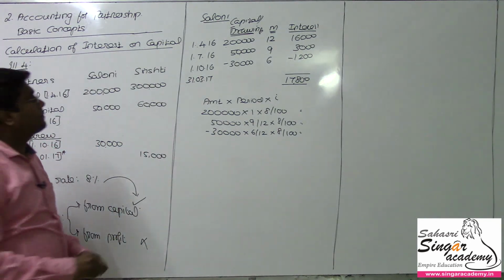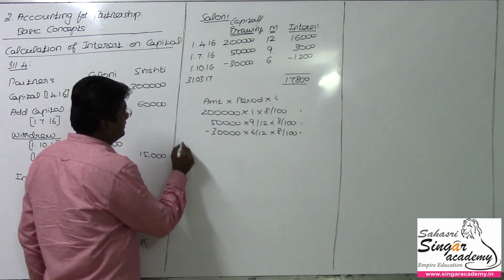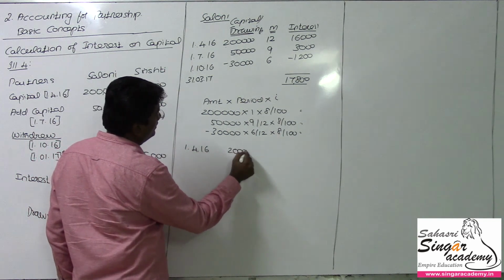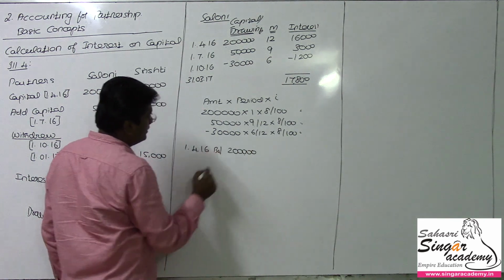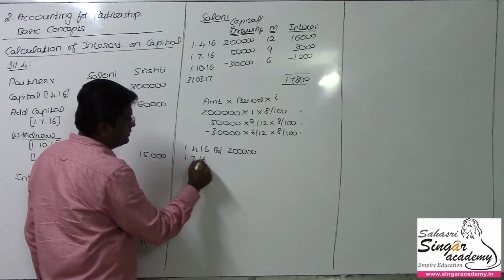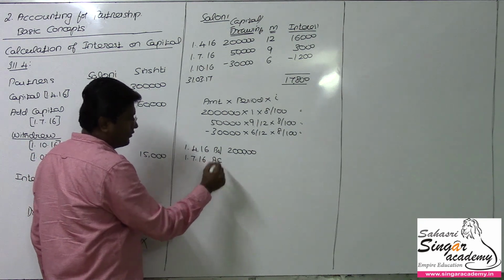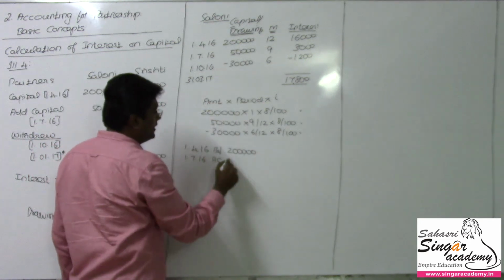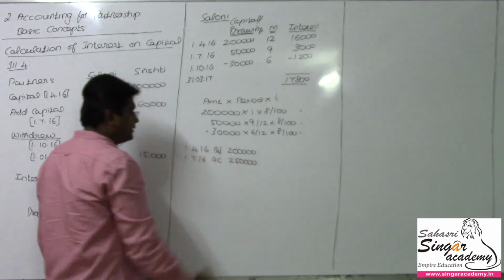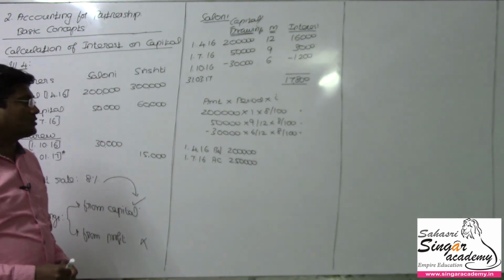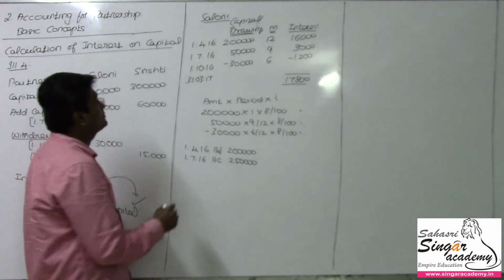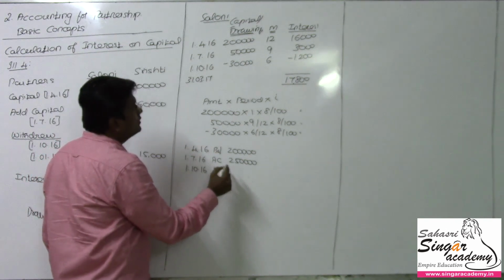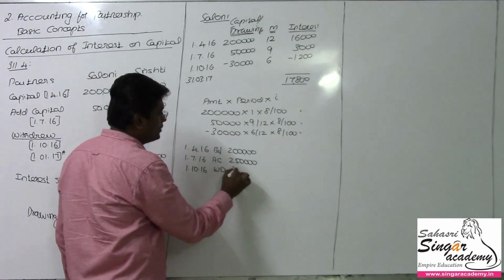In the case of the other way of working, on 1/4/16, 2 lakhs is the balance. And on 1/7/16, additional capital introduced, AC, I write in short. This 2 lakhs is increased with that 50,000, it becomes 2,50,000 by that time. So the capital rises from 2 lakhs to 2.5 lakhs because of the additional investment. And on 1/10/2016, there is a withdrawal that reduces the balance in his capital to 2,20,000.